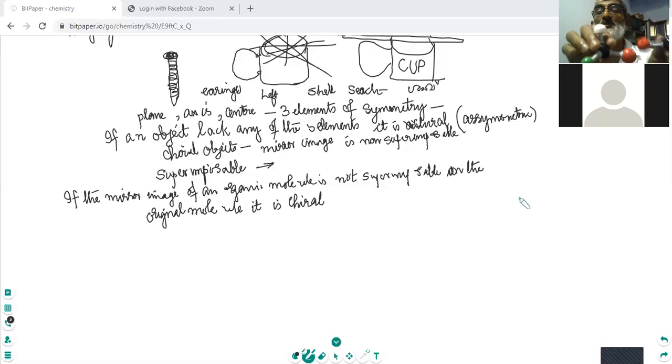And these molecules are known to be enantiomers. Non-superimposable mirror images of two organic molecules are known as enantiomers.